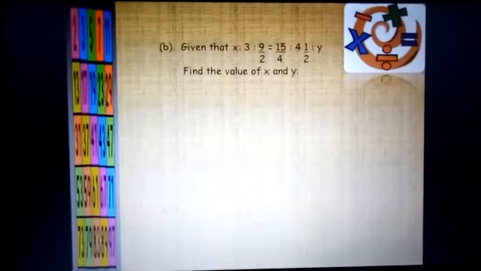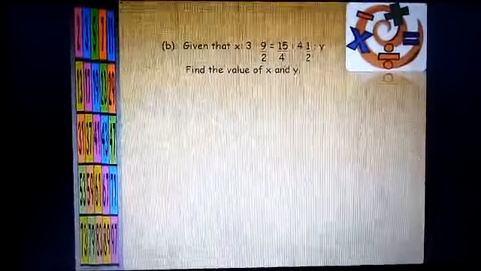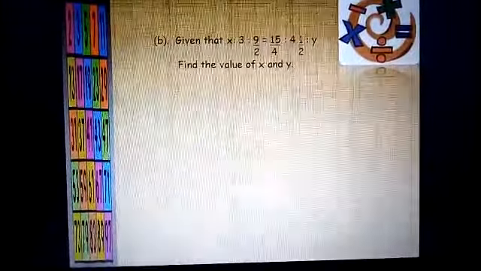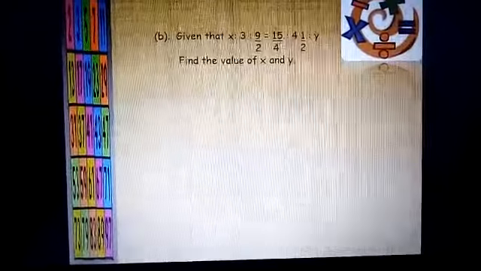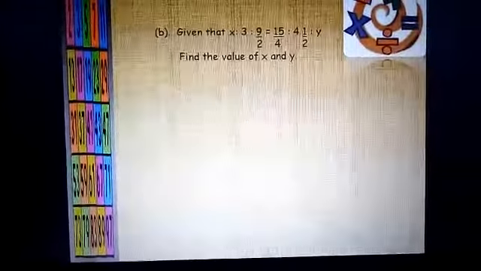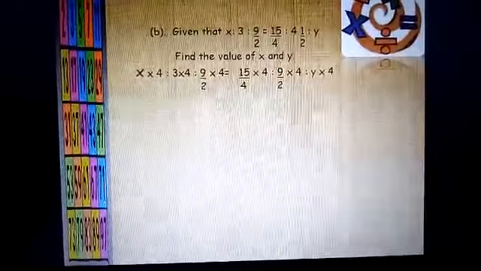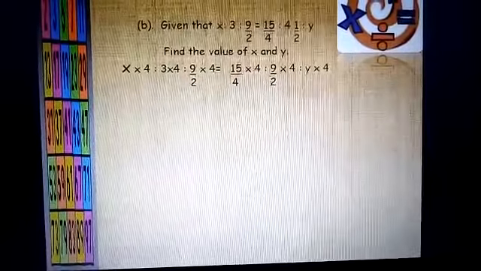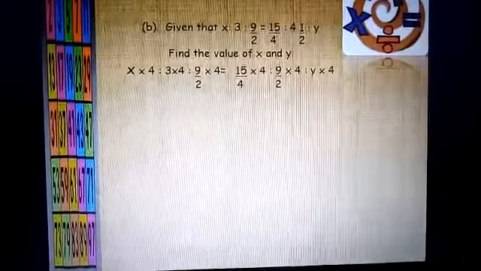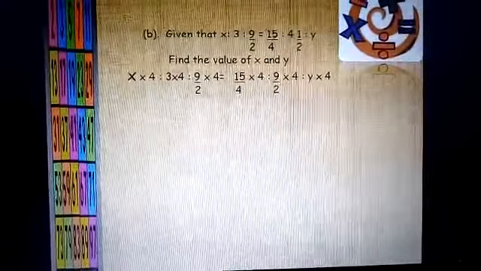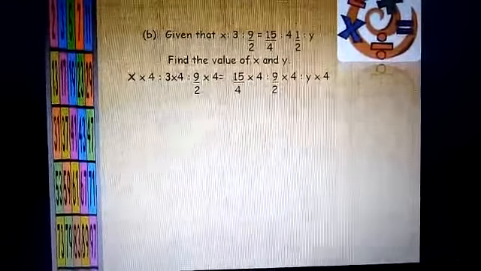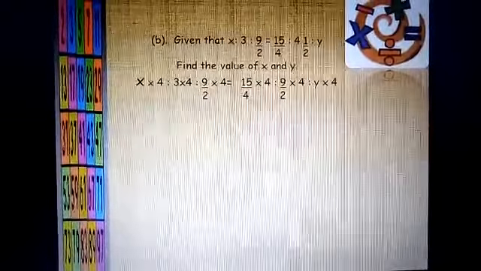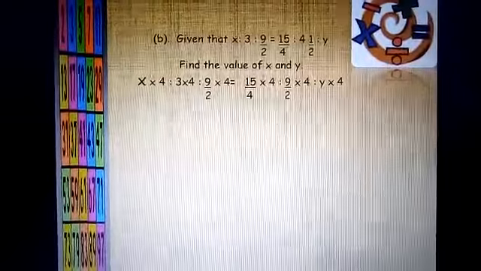Part B is given that x ratio 3 ratio 9 by 2 is equal to 15 by 4 ratio 4 1/2 ratio y. We have to find the values of x and y. First of all we convert the mixed numbers into simple fractions. x multiplied by 4, where we got the 4 from the LCM. 2, 4 and 2, all the values have the LCM 4. x will be multiplied by 4, then 3 multiplied by 4, 9 by 2 multiplied by 4, 15 by 4 multiplied by 4. All the values will be multiplied by 4.